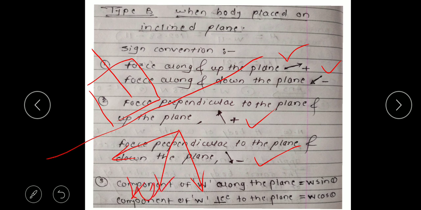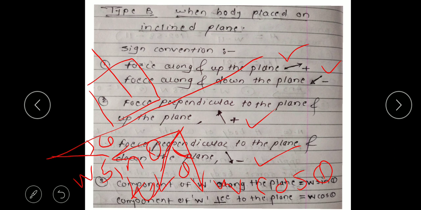Correct. Now the angle between the W and this component will always be considered theta, the angle made by the inclined plane with the horizontal. So this angle will be theta. With this theta, the vertical portion of W is always considered as cos theta. In the previous sessions we considered the horizontal surface as cos theta. Now in this case you need to consider the vertical portion as cos theta, and the horizontal component of this force will be indicated by W sine theta.